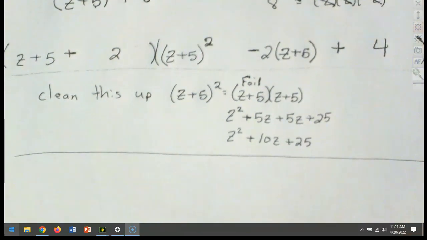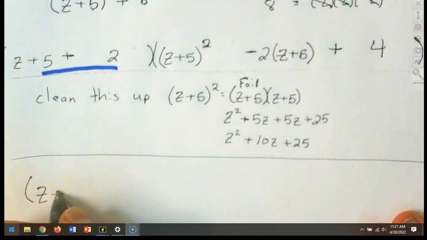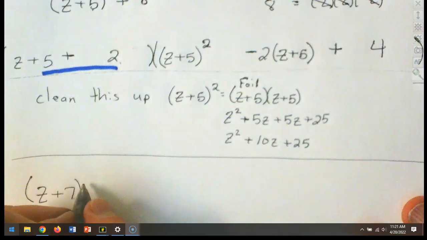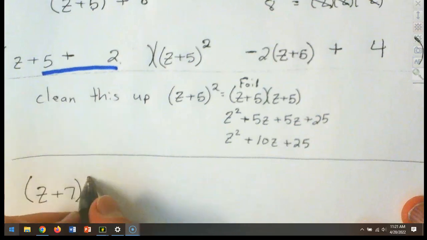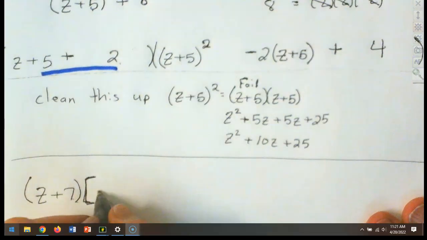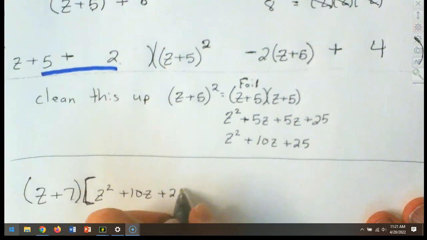And let's see what we can work with now. Okay, so on our first one, well, the 5 and the 2, those can go together. So our first set of parentheses, we're going to condense that down into z plus 7, because 5 plus 2 gives you the 7. For the second set, and you can use brackets or parentheses, it doesn't matter. I'm probably just going to use brackets so it doesn't look so confusing. So we took this and we FOILed it out. So that is z squared plus 10z plus 25.